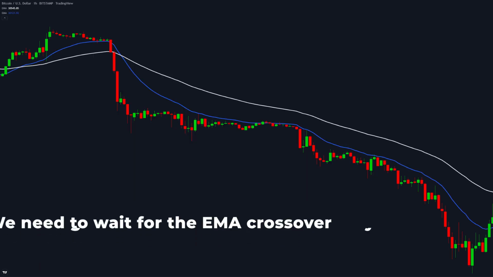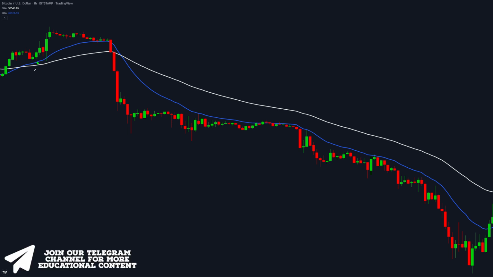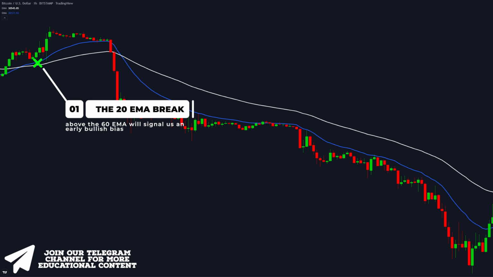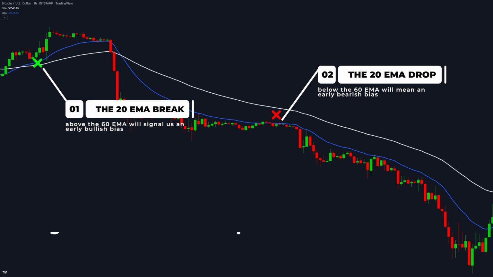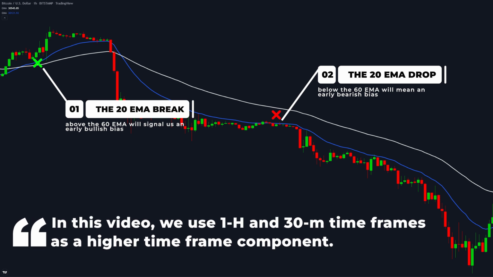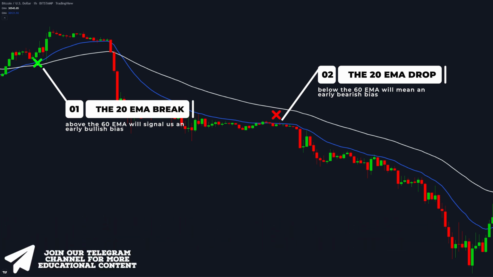So, we need to wait for the EMA crossover on the higher time frame to obtain an early bias. With that, a 20 EMA break above the 60 EMA will signal us an early bullish bias, while a 20 EMA drop below the 60 EMA will mean an early bearish bias. In this video, we will utilize 1 hour and 30-minute time frames as a higher time frame component. You can also try to use different combinations with higher or lower time frames.